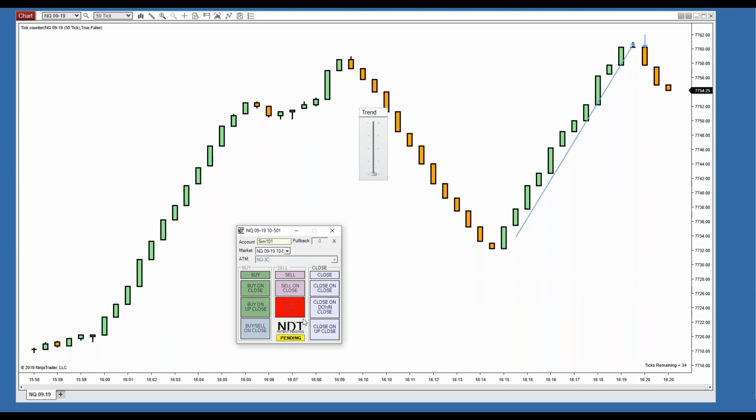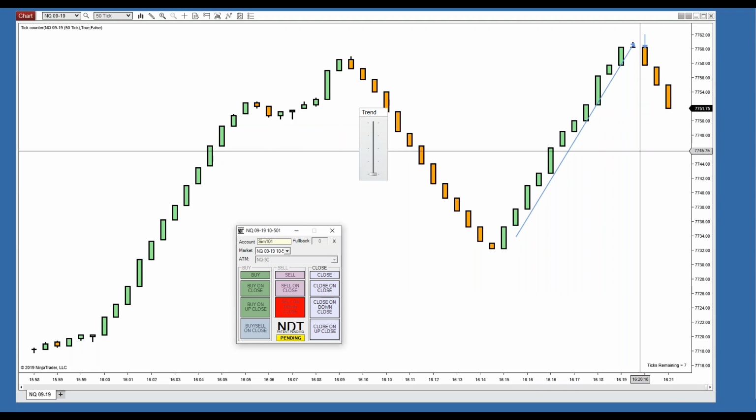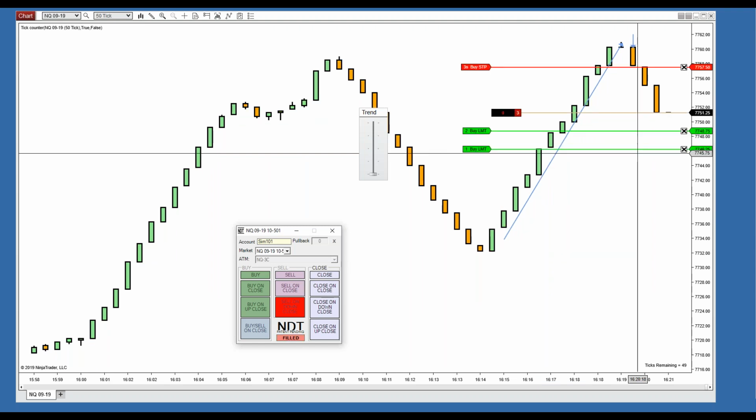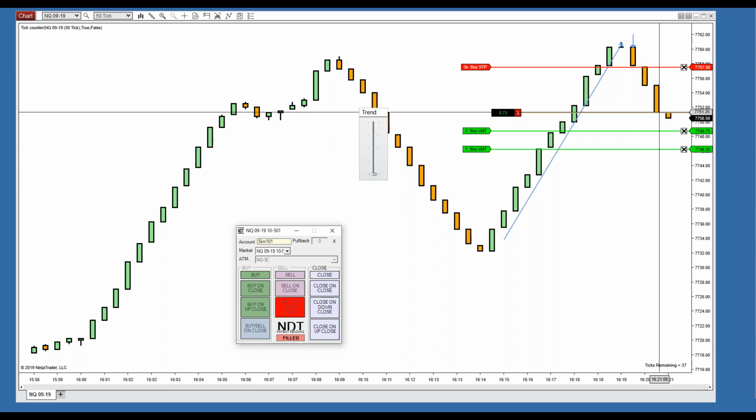So if we sell on a down close, we want to get that precise entry one tick below the close of the candle. It's coming, and it's coming down. We're in. This one gave us a positive tick of slippage.